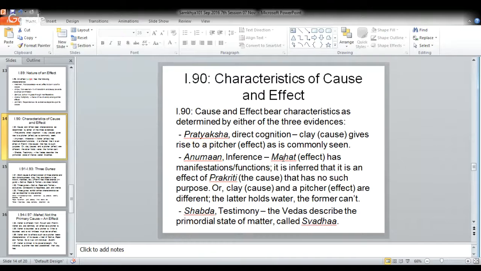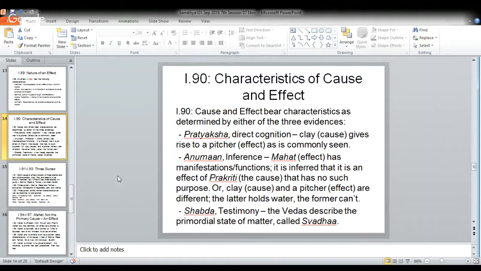And then he's saying, we also get this idea from Shabda Pramana, namely the testimony. The Vedas describe the primordial state of matter. In the Vedas, it's called with various names, Swadha, Maya, etc. So Kapila is now putting a number of arguments through a different channel and trying to convince us that there must be Prakriti.